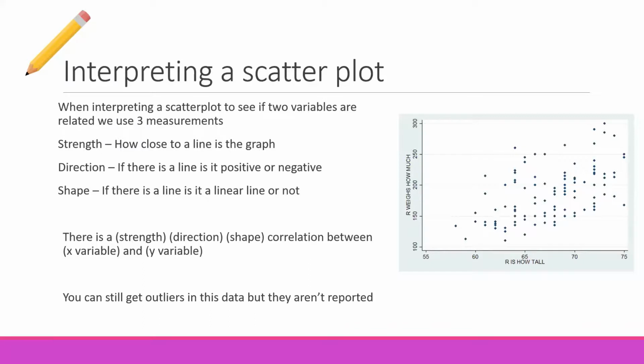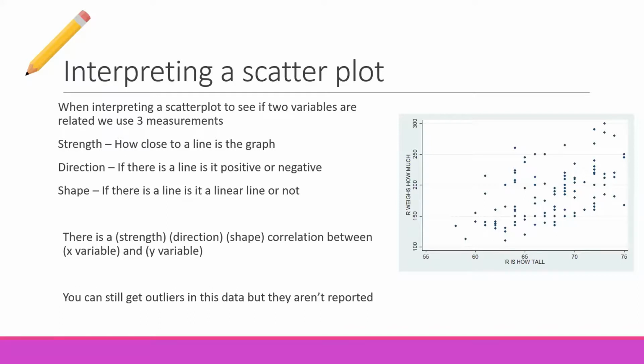And then underneath that, I've got a phrase. This phrase: there is a strength, direction, shape correlation between X variable and Y variable. Those ones in brackets, just replace them with different words. I'm going to show you what I mean by that in a second, but that's how you create an interpretation. You say there is a strong, positive, linear correlation, or there is a weak, negative, non-linear correlation between, yeah.